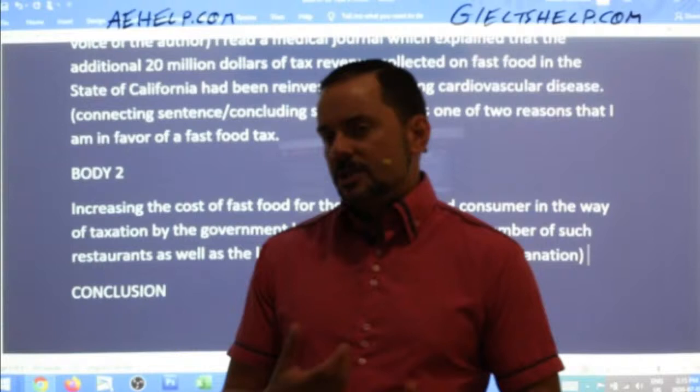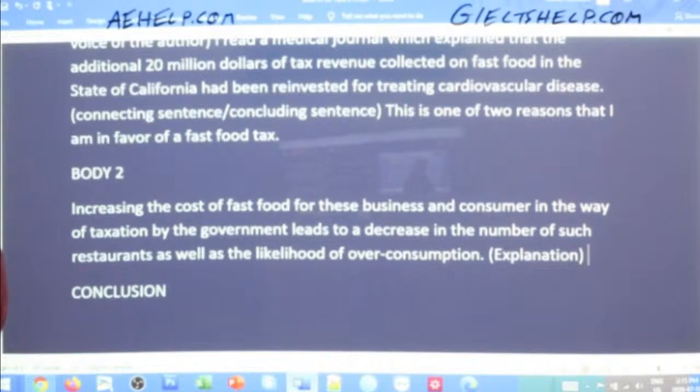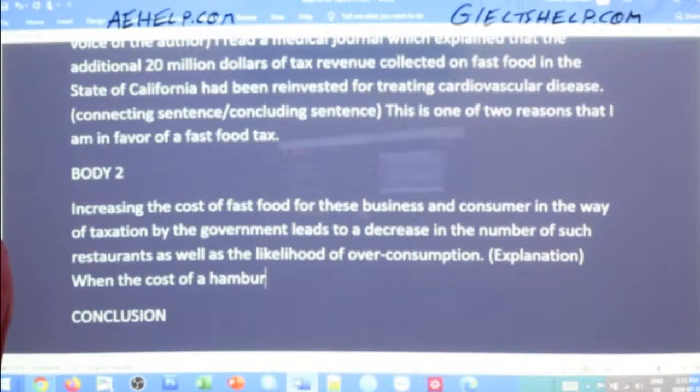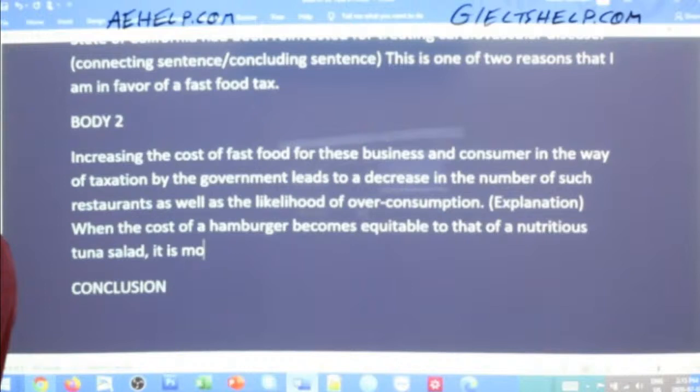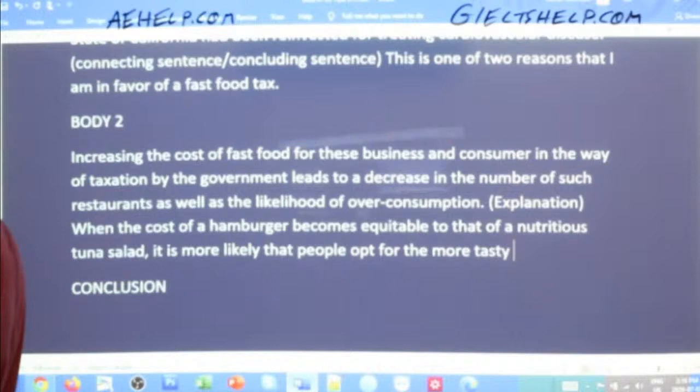So when the cost of a hamburger becomes equatable to that of a nutritious tuna salad, it is more likely that people opt for the more tasty, let's not argue that the tuna salad is less tasty. If you try my tuna salad, you will agree that it's tastier than a hamburger. So it is more likely that people will opt for the more tasty and nutritious salad.